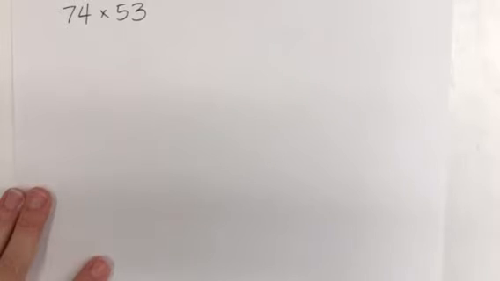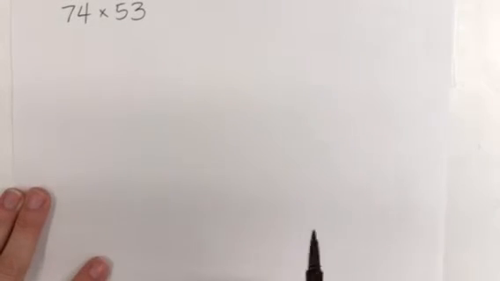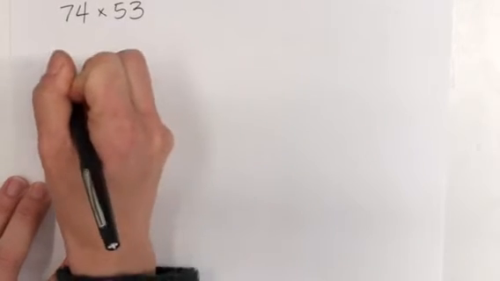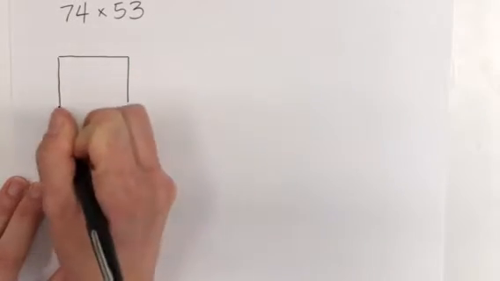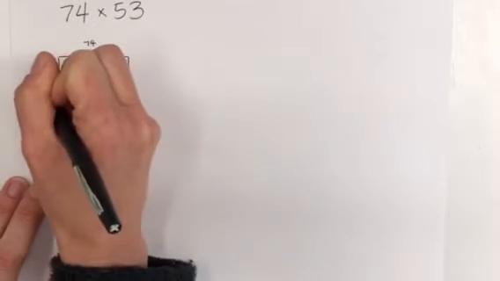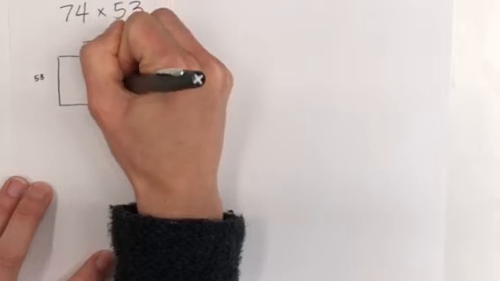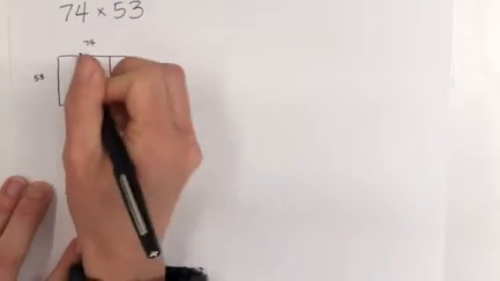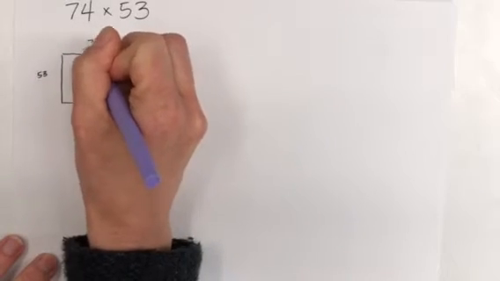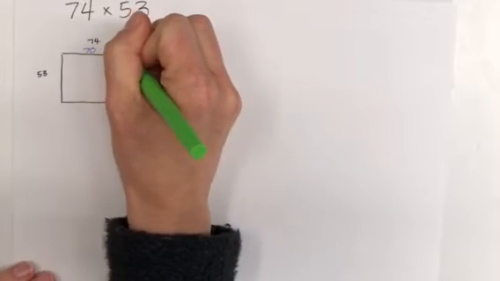Okay, so my favorite method for 2-digit times 2-digit is, again, the area model. Let's look and see what that looks like. We always start with our rectangle, and I've got 74 across the top and 53 on the side. But you know we're not going to leave it that way. We're going to subdivide our area into a couple different parts so that now this would be 70, and the other part would be 4.